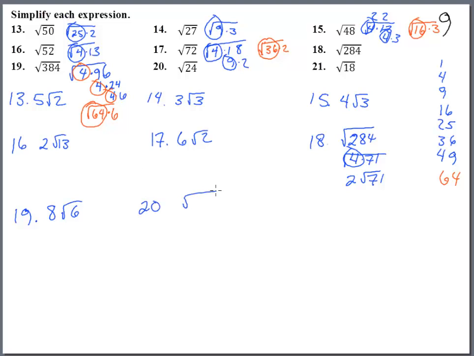Number 20. Square root of 24. Looks like 4 will go into that. That's 4 times 6. Square root of 4 is 2. 2 square root of 6. And number 21. Square root of 18. 4 doesn't go into it, but 9 does. 9 times 2. So that is, square root of 9 is 3. Square root of 2.